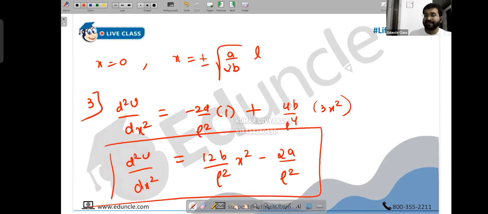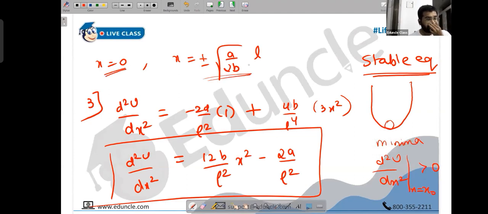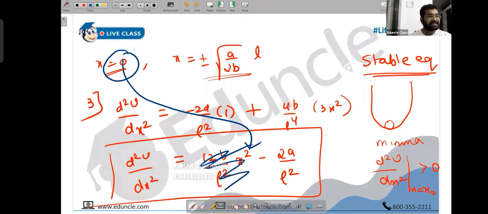Remember, oscillation happens where? Stable equilibrium. I repeat, oscillation happens where? Stable equilibrium. Stable equilibrium means something like this. So this is minima. So what is the condition for minima? That d square u upon dx square at the mean position must be greater than 0. So if you substitute this, only if the value is greater than 0, then that is your point of stable equilibrium. But the problem is, if you substitute 0, you are getting a negative value, it means this is not our point. This is an unstable point. Understood?